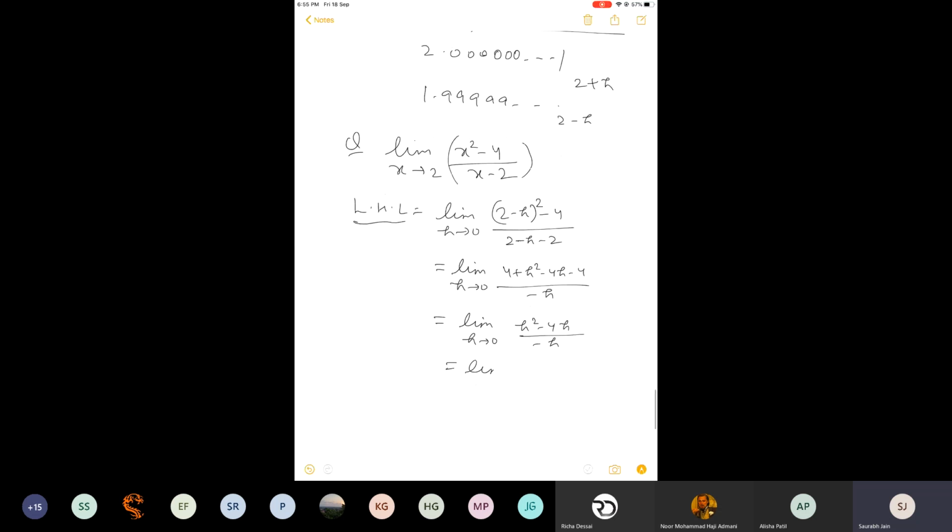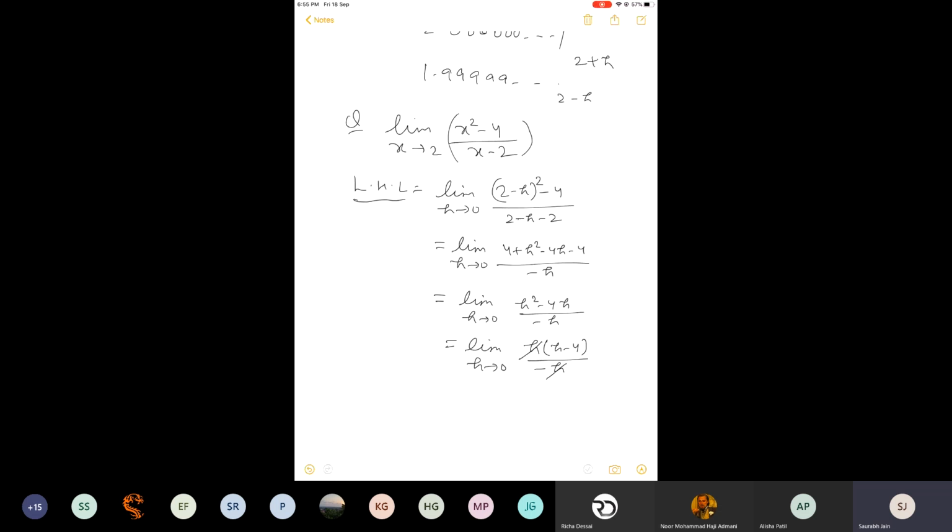Now I have a question. Take h common, h minus 4 upon minus h. Please tell me, any one of you, and please hurry up. Can I cancel like this or not? Is it okay? Can I cancel h from h? Is this the correct step to be used here? See, it looks like I have cancelled 0 by 0. Is it so?